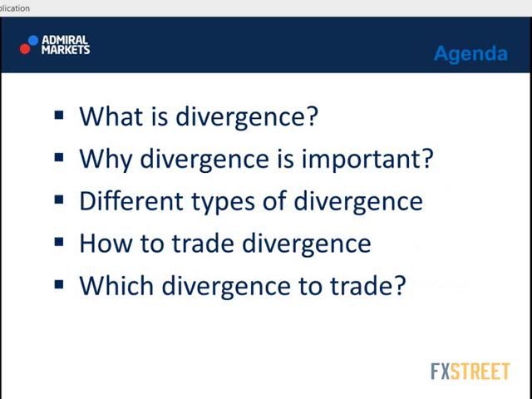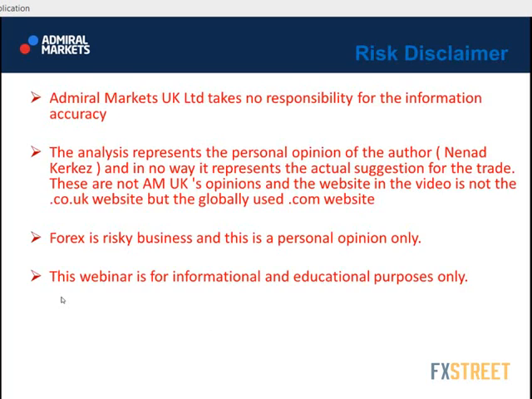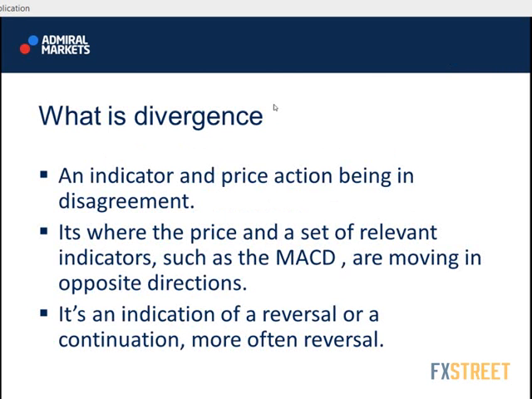So today, our agenda: what is divergence? Why is divergence important? Different types of divergence, how to trade it, and which divergence to trade. You're probably familiar with the divergence term in Forex trading. I will be very short with it, and I will cut to the chase immediately after I finish with this first slide. So divergence is basically when an indicator, which is usually an oscillator, and price action are in disagreement.